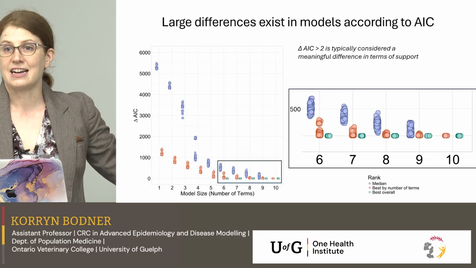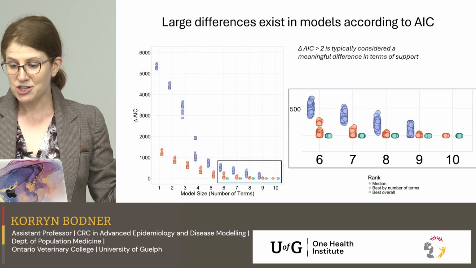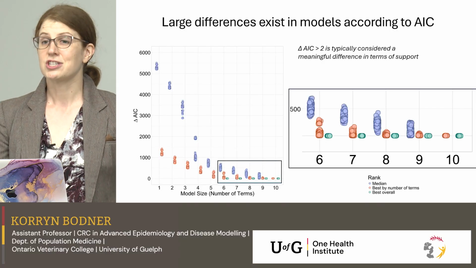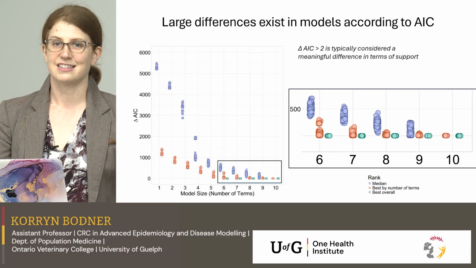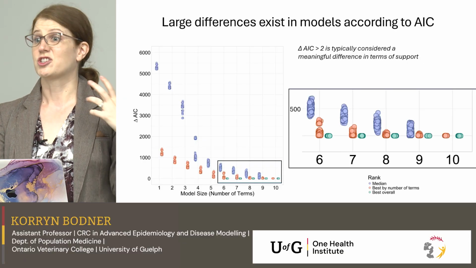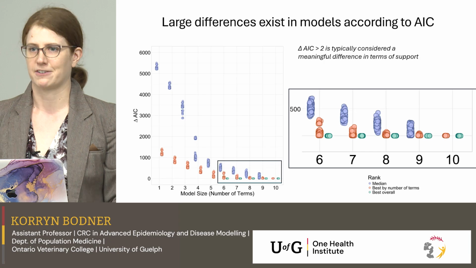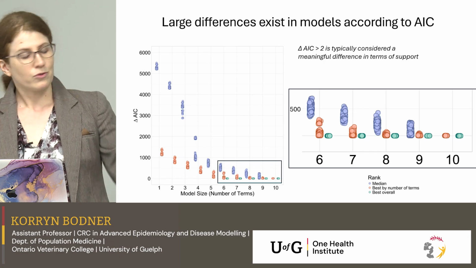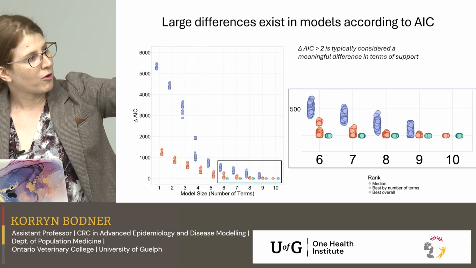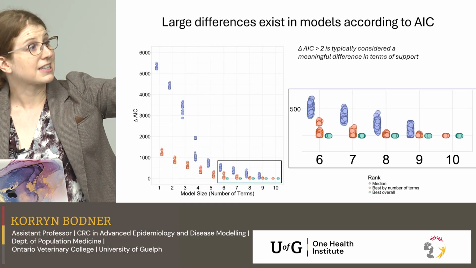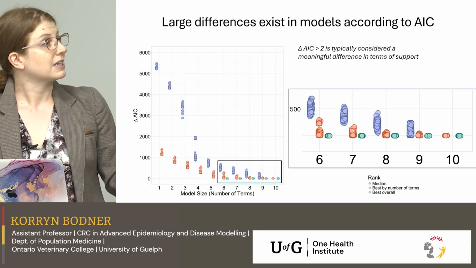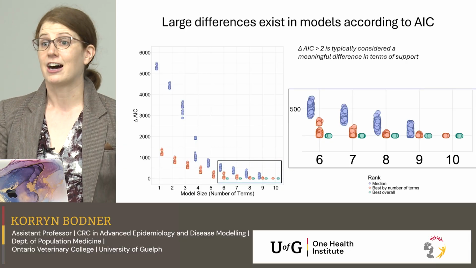And when we look at the AIC, because we know this is what it's being judged on, we can actually see that there are large differences. Just as a reminder, a delta AIC of greater than 2 we usually determine to be a meaningful difference between the fit of these models. And remember, I said your mid-performing model of size 6 is only a 3% difference in variation, but you're looking at an AIC difference of 500.